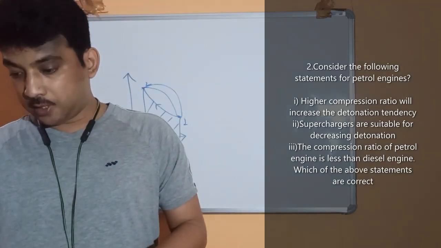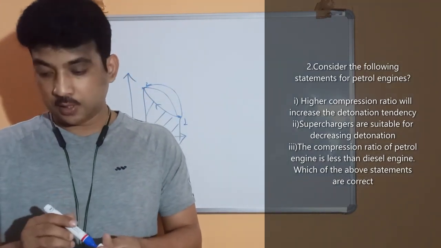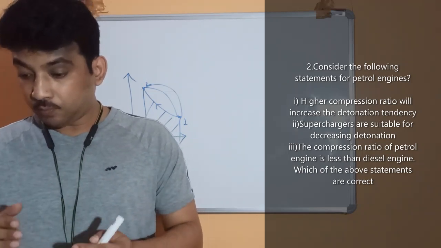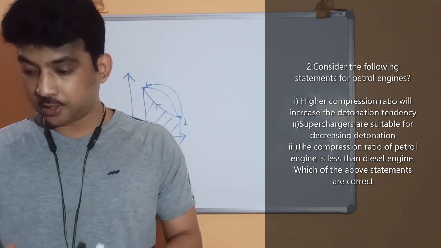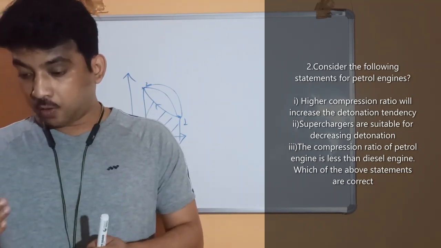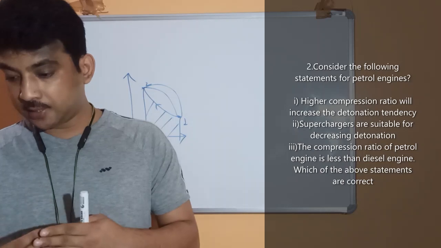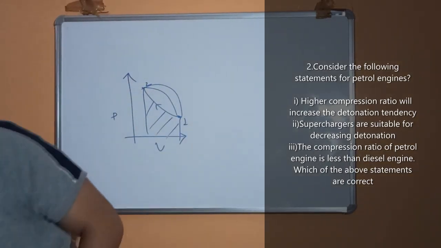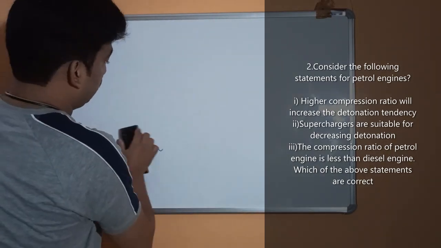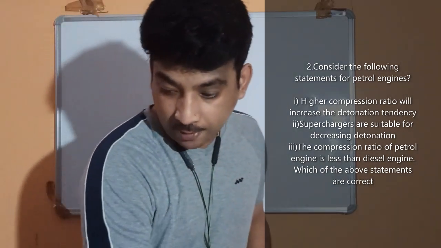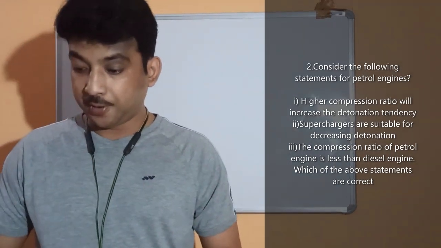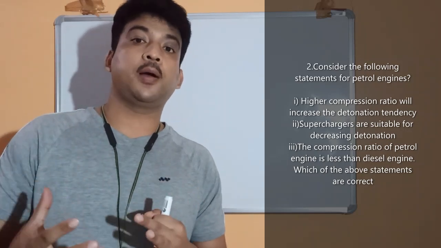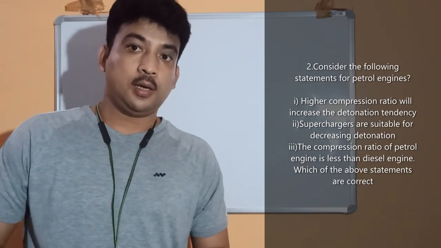Consider the following statements for a petrol engine, that is, the SI engine. Number 1, higher compression ratio will increase the detonation tendency. Number 2, superchargers are suitable for decreasing detonation. Number 3, the compression ratio of a petrol engine is less than that of a diesel engine. So we will go through the statements one by one. The first statement says that higher compression ratio will increase the detonation tendency. What is detonation? Detonation is knocking, a sound created by unwanted ignition in the engine.